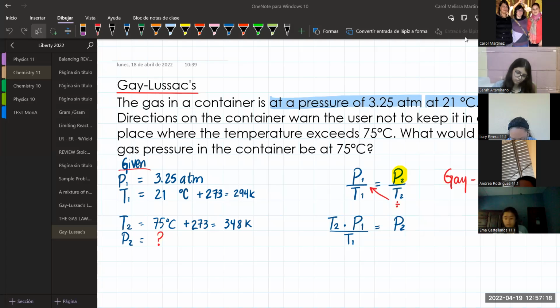Okay, now that the temperature is already converted to Kelvin, we can continue with the exercise. We're going to replace by our given temperature 2, that is 348 Kelvin, multiplying the first pressure that was 3.25 atmospheres. All this divided by my initial temperature that was 294 Kelvin.